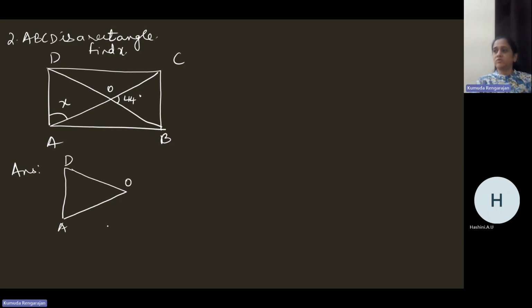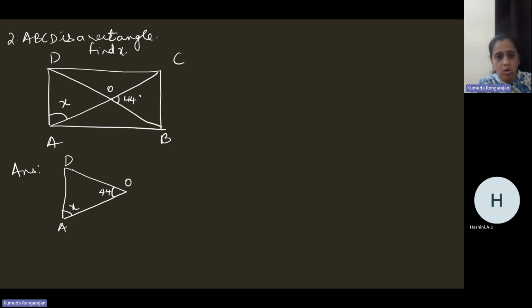Okay, given time you can think. The angle at O will be 44, vertically opposite. Yes. So in a rectangle, the diagonals are equal and they bisect each other.